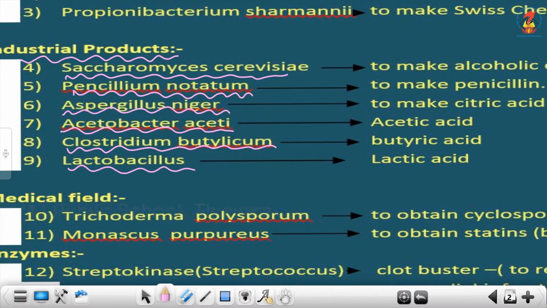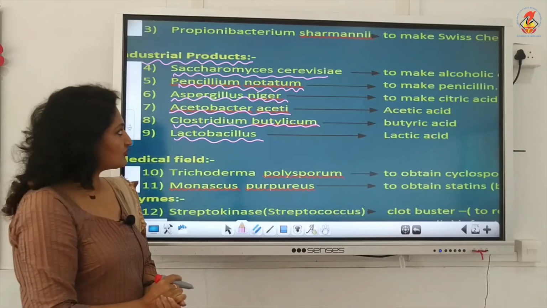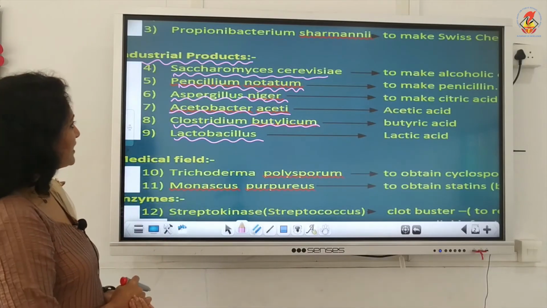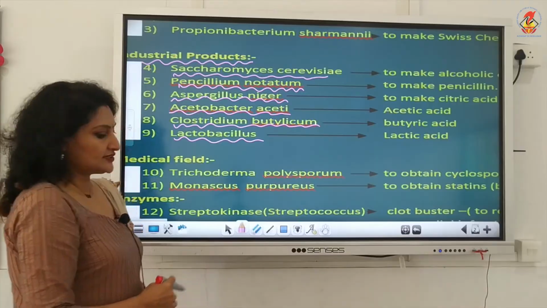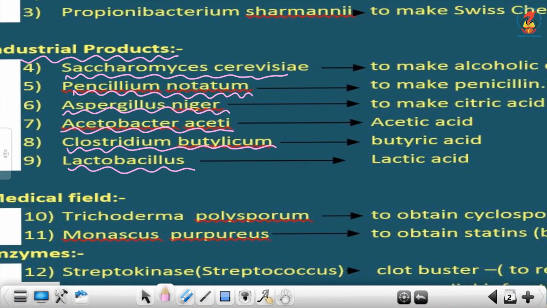So once again, the different microbes used in the field of industry to obtain industrial products are Saccharomyces cerevisiae, which is used to make alcoholic drinks. Therefore, in this context it is known as the brewer's yeast. Then we have Penicillium notatum to make penicillin, an antibiotic. Then Aspergillus niger to make citric acid, Acetobacter aceti to make acetic acid or vinegar, Clostridium butylicum used to make butyric acid, and Lactobacillus to make lactic acid.